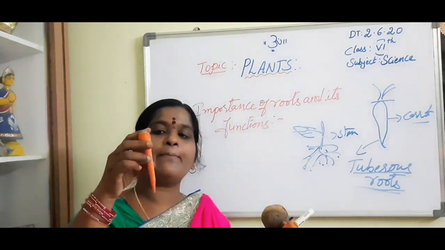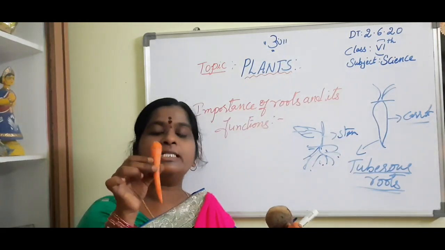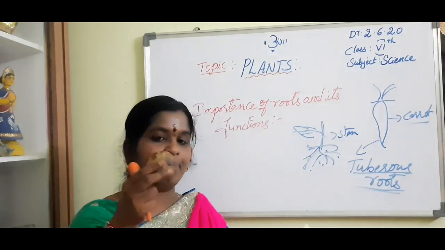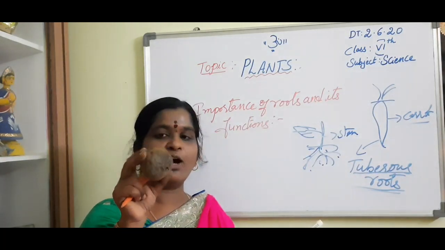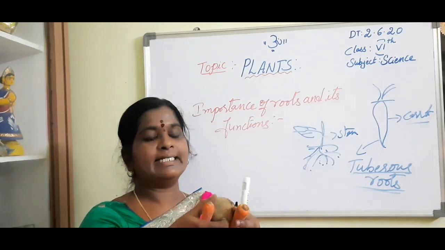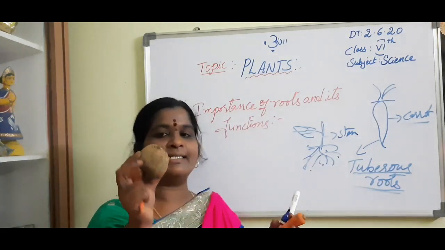That's what it is looking like, the bulge shape. So this type of root we are calling a tuberous root. For example, here the beetroot is there. See how it is bulge shaped. See, it's looking bigger in size. It is also a root.